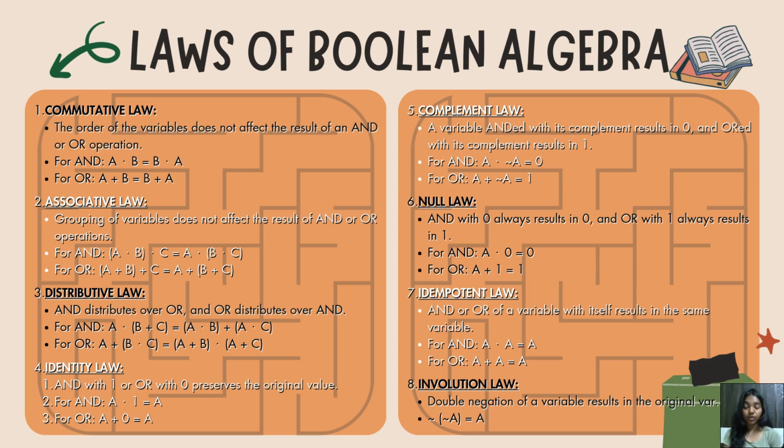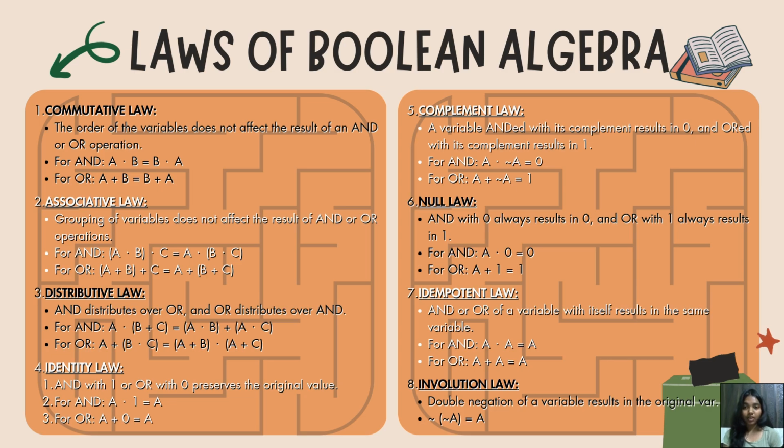Third is distributive law, where AND distributes over OR and OR distributes over AND. For AND, A dot B plus C is equal to A dot B plus A dot C. For OR, A plus B dot C is equal to A plus B dot A plus C.